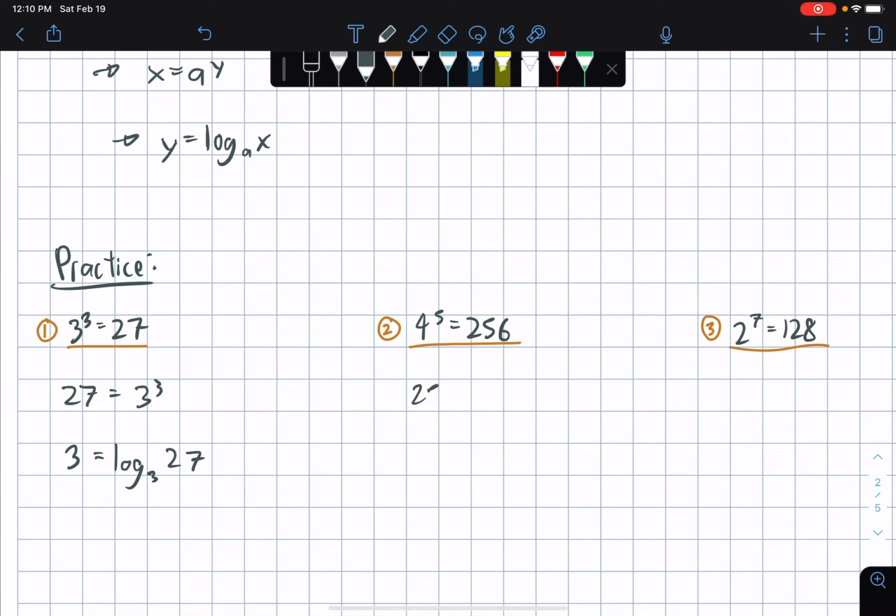Okay, so we place 256 is equivalent to 4 raised to 5, and place the exponent 5 at the other side, place an equivalent sign, write log, and place number 4, the number here, as a sub-value for log, and place 256, the number at the left side, at the right side. So that's it. Alright, let's move. Just box the answers.